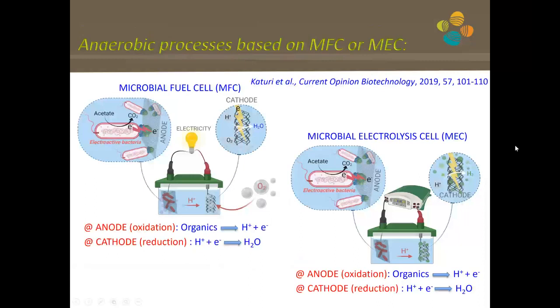Similarly, we have another process, we call it microbial electrolysis cell, where the anodic reaction is the same. However, we reduce electrons and protons, which are generated at the anode, to hydrogen gas at the cathode. So this way we can harness green energy, that is hydrogen, from organic waste. So this is the beauty of this technology, because hydrogen is a green gas. Now throughout the world they are trying to use this as a fuel for automobile technology.